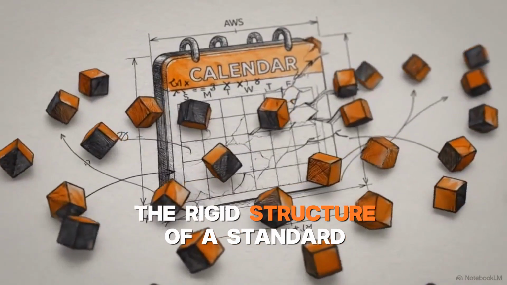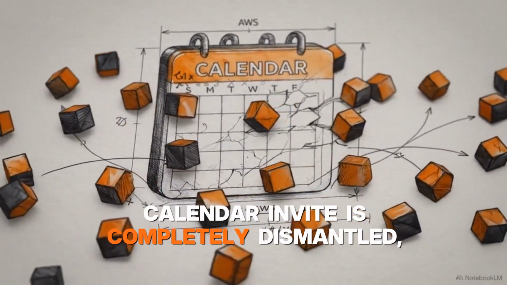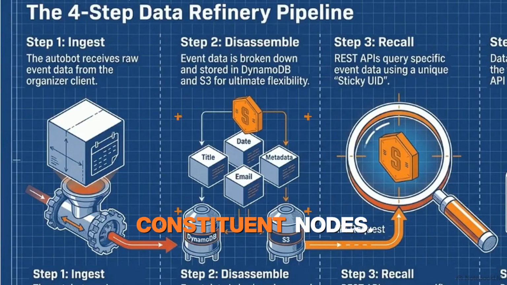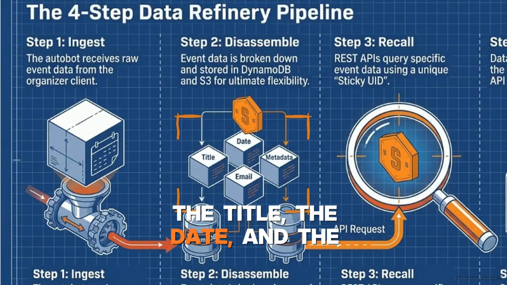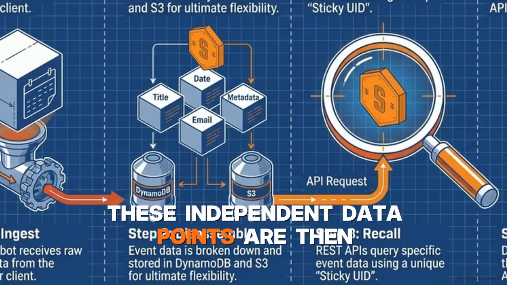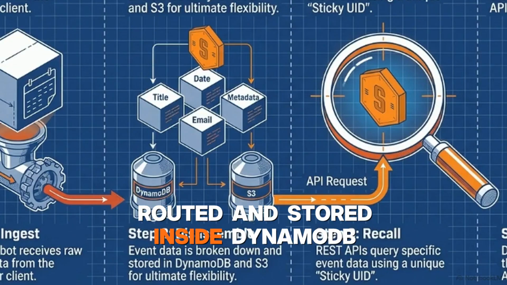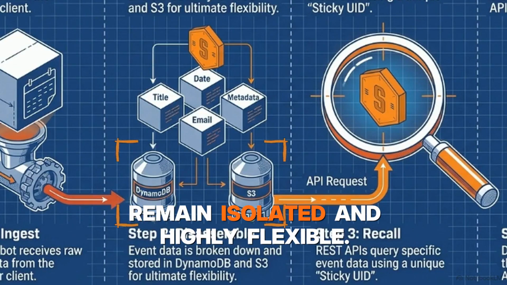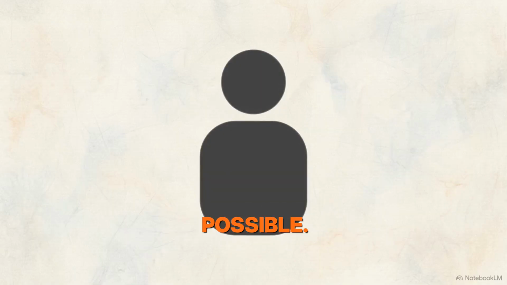The rigid structure of a standard calendar invite is completely dismantled. The raw data is fractured into constituent nodes. The title, the date, and the metadata are separated out. These independent data points are then routed and stored inside DynamoDB and S3 environments to ensure they remain isolated and highly flexible. Here is where the tracking becomes possible.